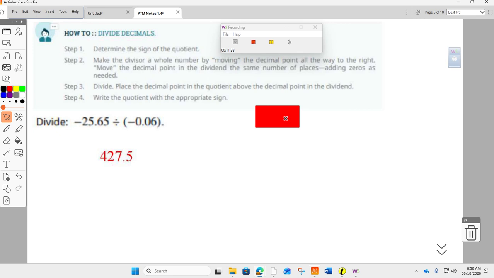Remember what dividing means? It means how many of these 0.06 are in this number, right? So that's a really small number. How many times does this occur? How many of these do you have to reach that value?